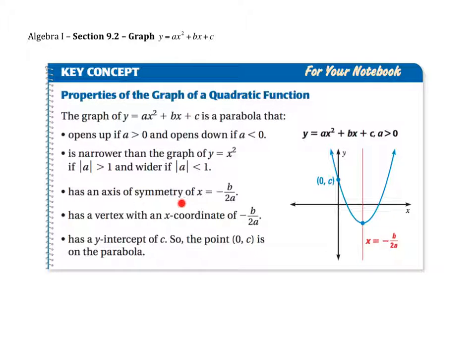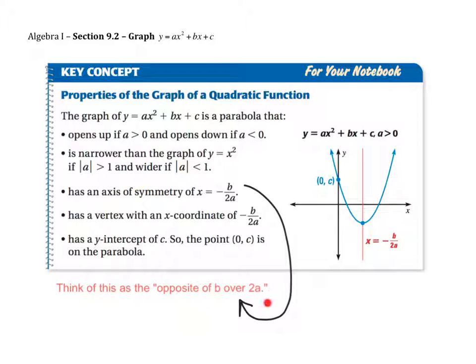It has an axis of symmetry, so again, that's the line that you could divide your parabola into two parts and fold one part on top of the other, and the two parts would match up. The axis of symmetry can be found by taking x equals negative b over 2a. The way I like to think about it is the opposite of b over 2a. Make sure you have this written down in your notes: x equals negative b over 2a really just means the opposite of b over 2a.